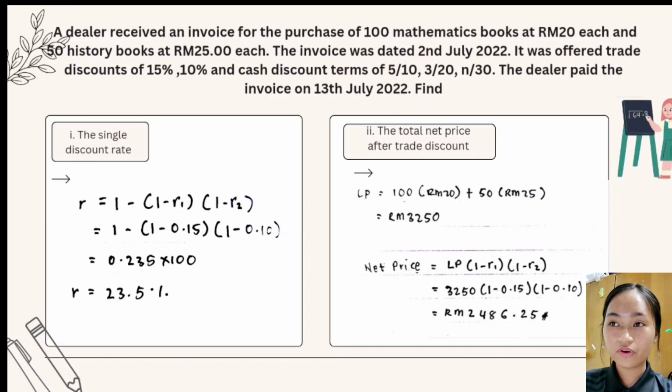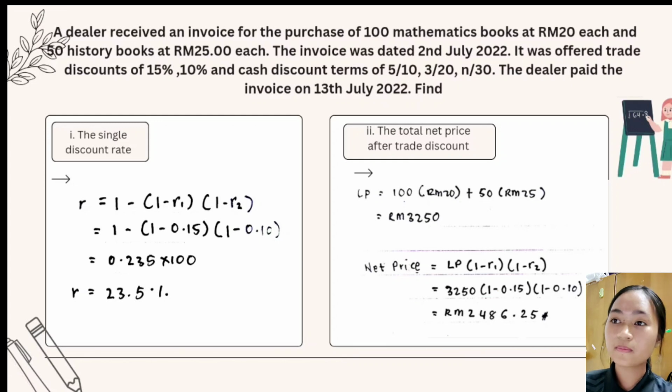Here I will solve question number 2. A dealer received an invoice for the purchase of 100 mathematics books at 20 ringgit each and 50 history books at 25 ringgit each. The invoice was dated 2nd July 2022. It was offered trade discounts of 15%, 10% and cash discount terms of 5/10, 3/20 and n/30. The dealer paid the invoice on 13 July 2022.